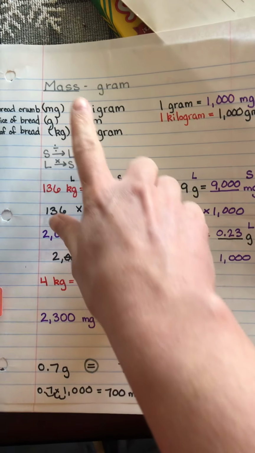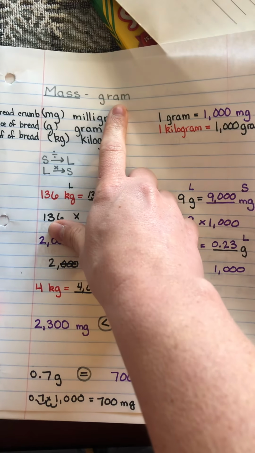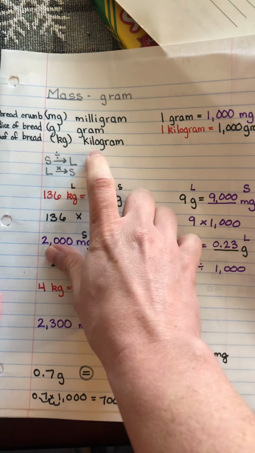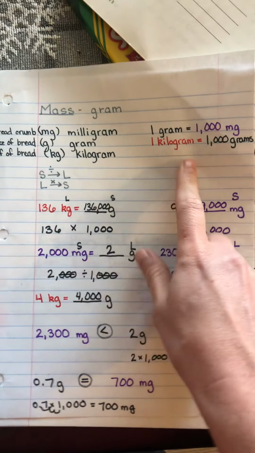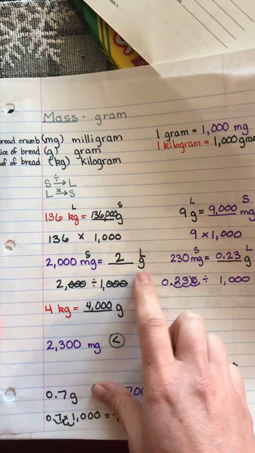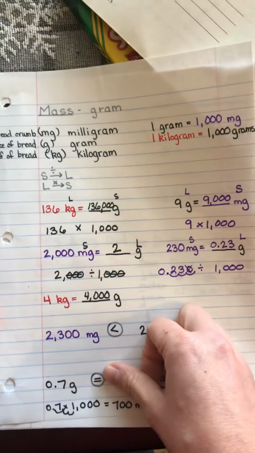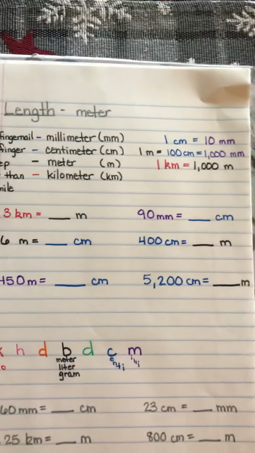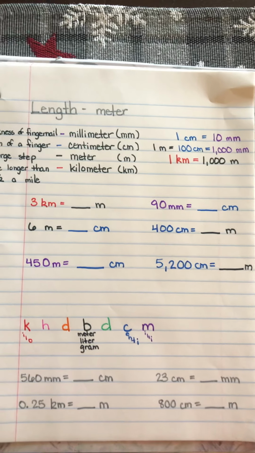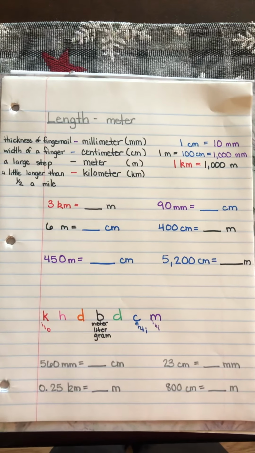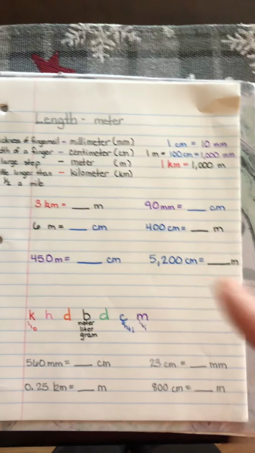Then we went to metric mass, which the base is gram. We talked about milligrams and kilograms. And here we're only working with the number 1,000, but today I've saved kind of the toughest for last. We're going to look at metric length. So we have metric length.